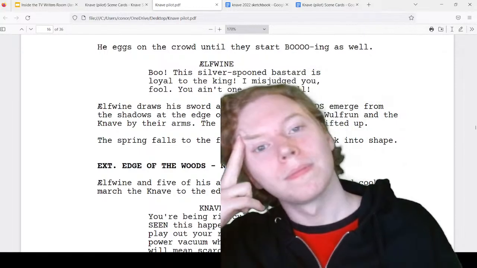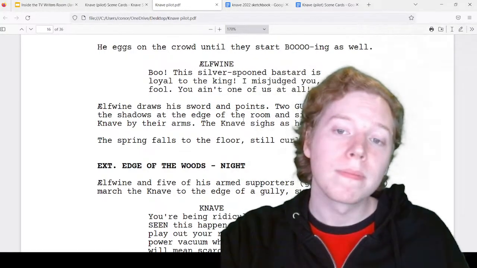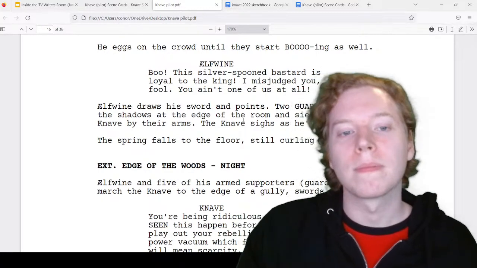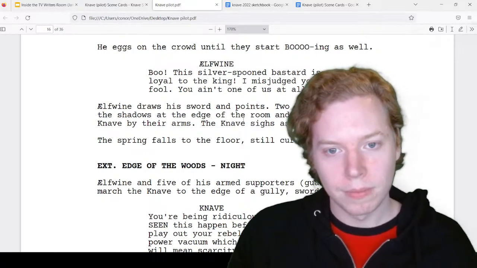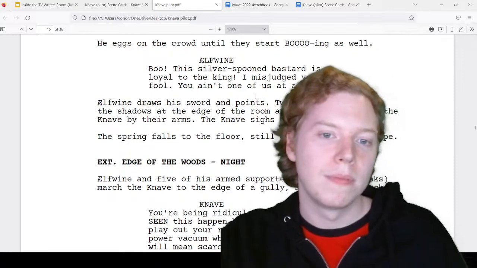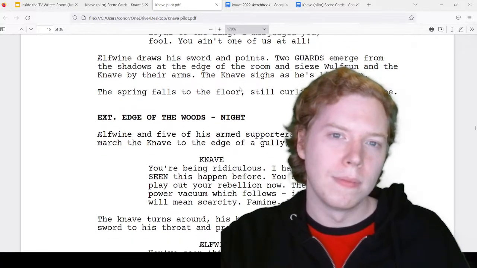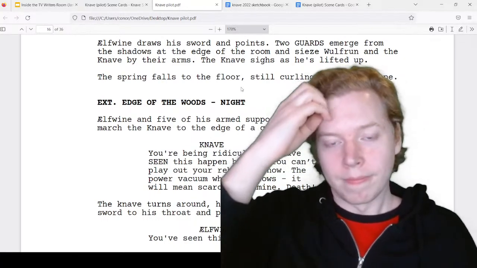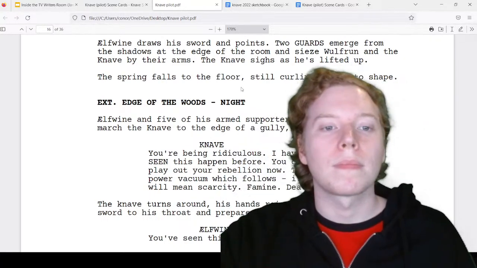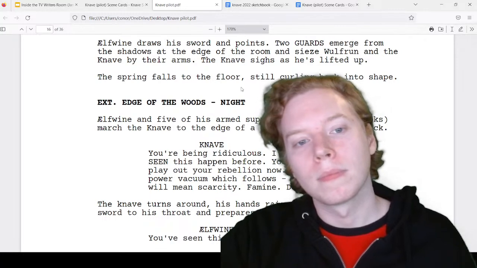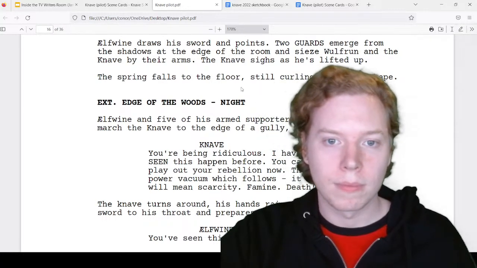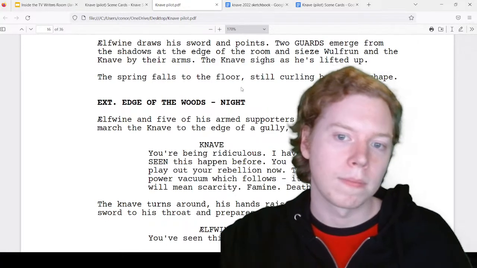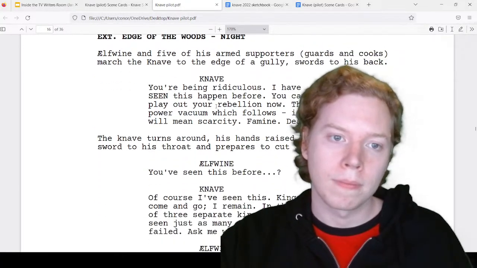Boo! He eggs on the crowd until they start booing as well. Boo! This silver spoon bastard is loyal to the king. I misjudged you, fool. You ain't one of us at all. Elfwine draws his sword and points. Two guards emerge from the shadows at the edge of the room and seize Wolfrin and the knave by their arms. The knave sighs as he's lifted up. The spring falls to the floor, still curling back into shape.